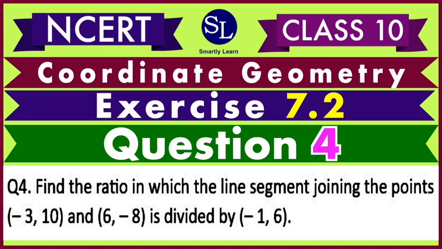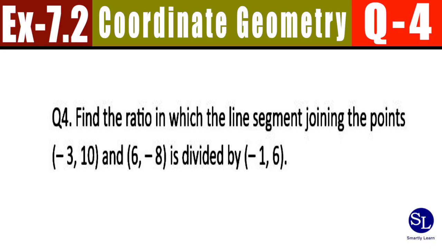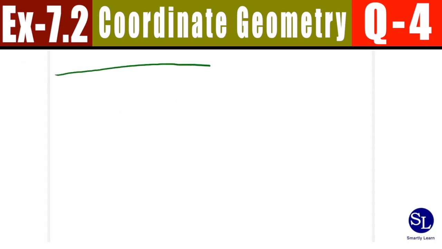In this video, let's see how to solve the fourth question in exercise 7.2. Find the ratio in which the line segment joining the points (-3, 10) and (6, -8) is divided by (-1, 6). So let's mark these points with some names so that it is easy for us to refer. So I'm marking these 3 points.